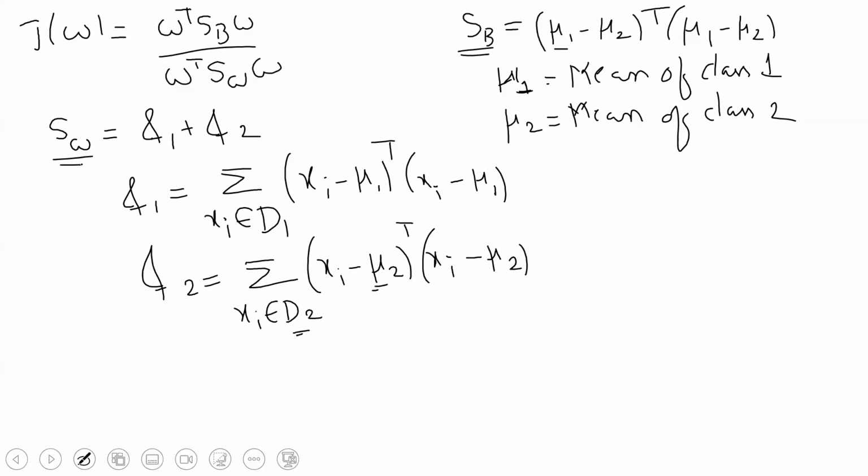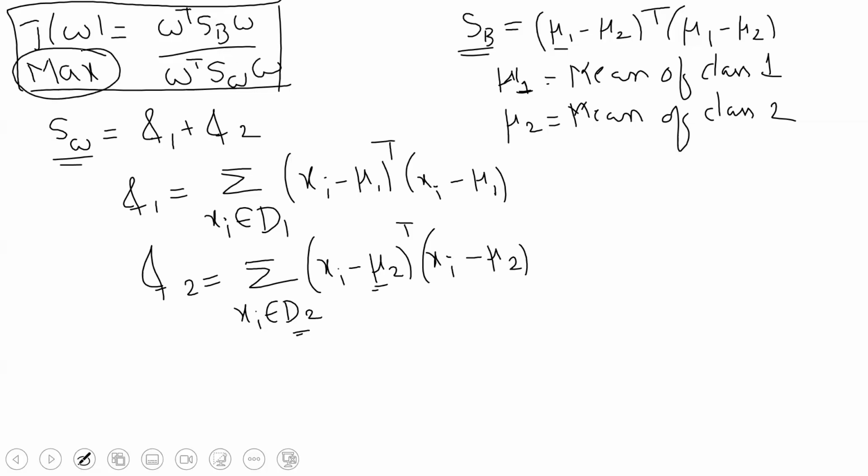Now we still haven't solved the objective function. We just simplified it. So this is still our objective function. Now to solve this, your problem is a maximization problem. You have to maximize J of W, right? So to maximize this, what do you have to do?